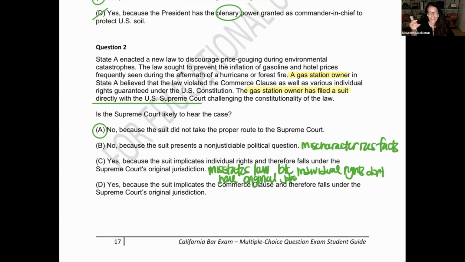So this is really getting at, do you know what does and doesn't fall under the original jurisdiction of the Supreme Court? And can you tell that this doesn't? And what route would this need to take? This gas station owner could absolutely file this suit, but they've got to file it in district court. So it's a federal question, file it in district court.